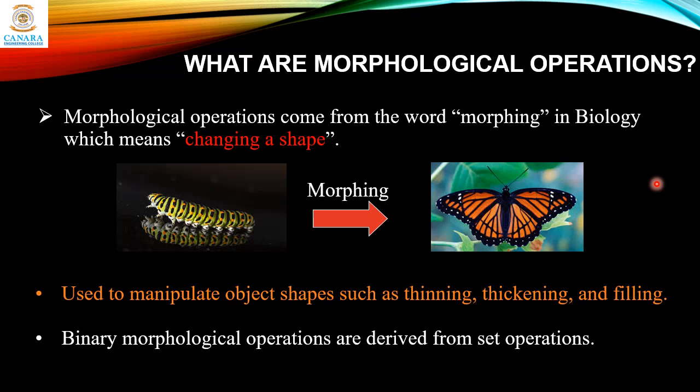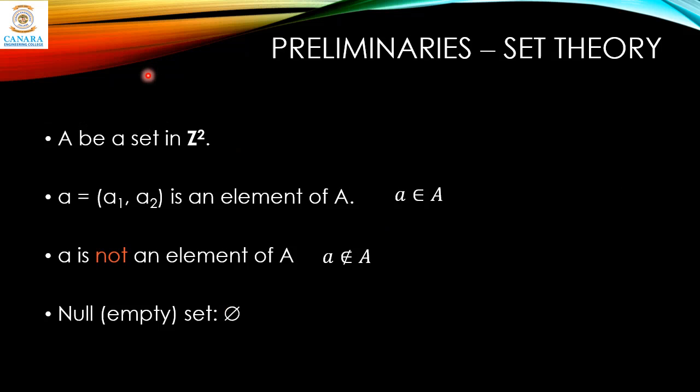Binary morphological operations are derived from set operations. We'll go through the basics of set operations before we move on to the actual morphological image processing topics. Let us go through some preliminary concepts for set theory, which we will be using in this morphological image processing.